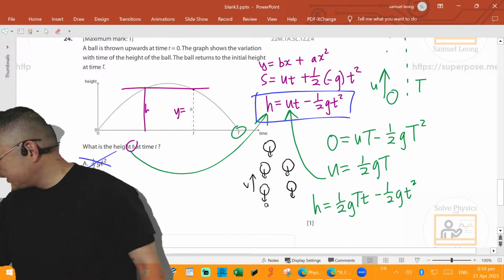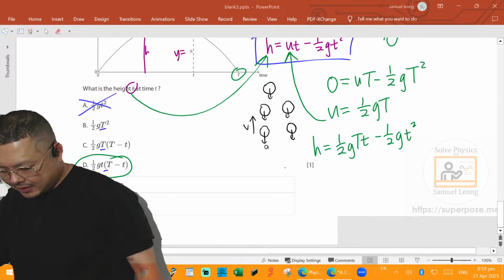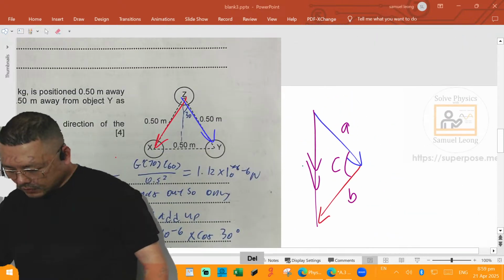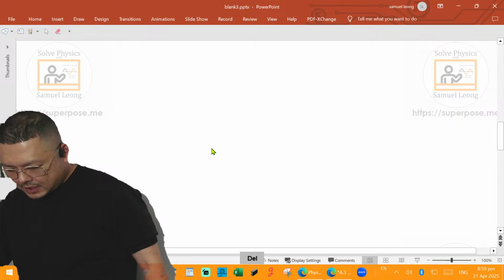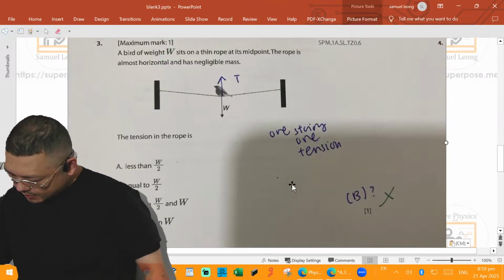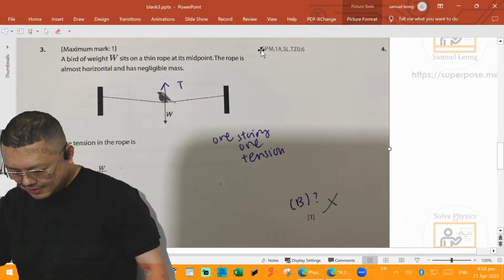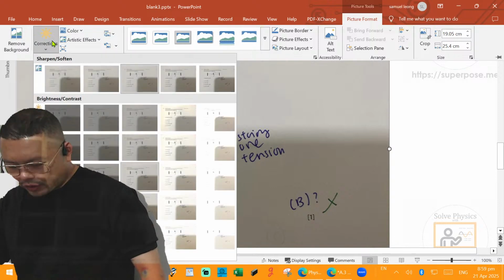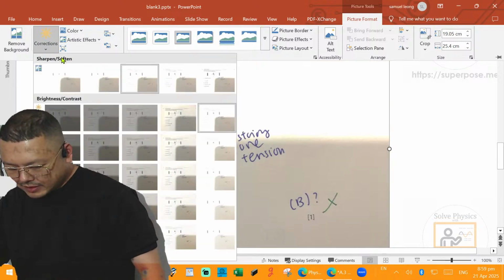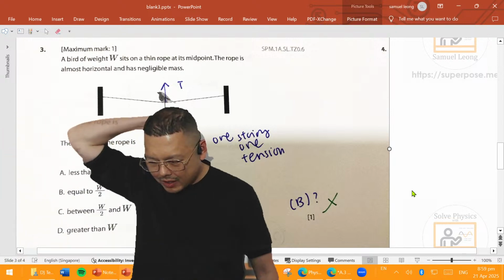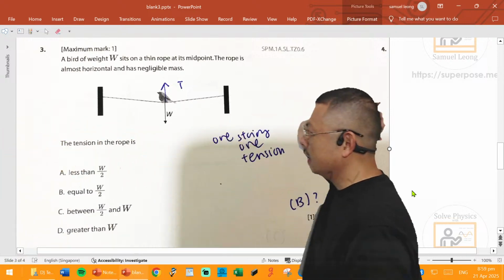Okay, let's do the next one. Oh, this one, this bird. So annoying, the bird. This bird came out in the specimen paper. This is hard as nails. This one is hard. I remember trying to do this for the previous batch and I'm like, what?